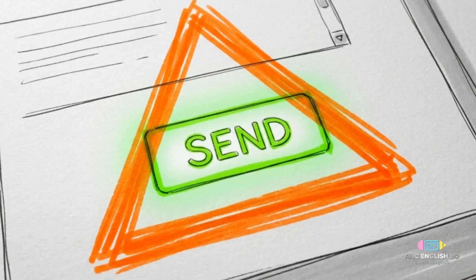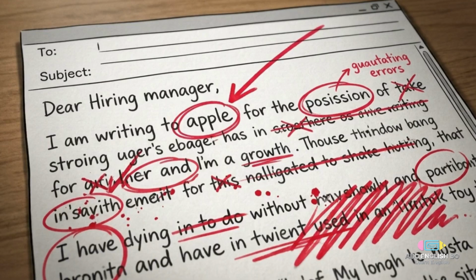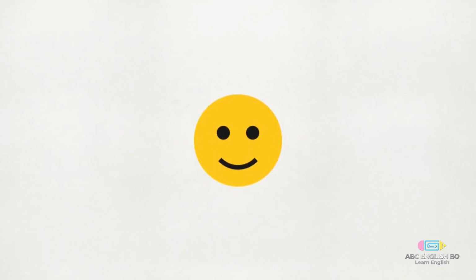Before you hit send, you have to watch out for a major failure point: letting your guard down and slipping into a casual text message style of communication. This practice example shows exactly what not to do. It opens with an overly familiar greeting and uses highly inappropriate slang for a professional setting. Beyond the tone, it's full of mechanical errors. The applicant uses abbreviations, lowercase letters where capitals belong, and even includes an emoji.